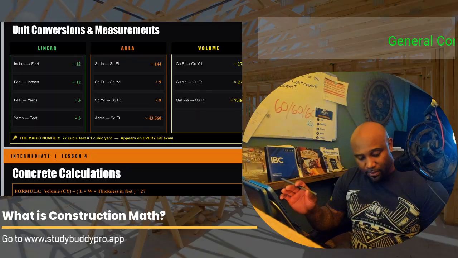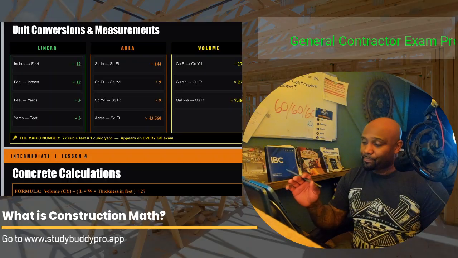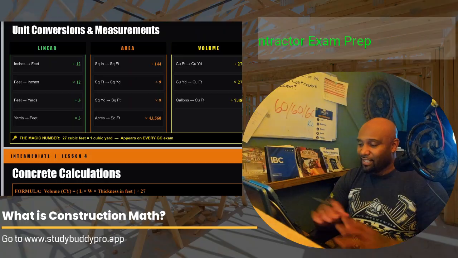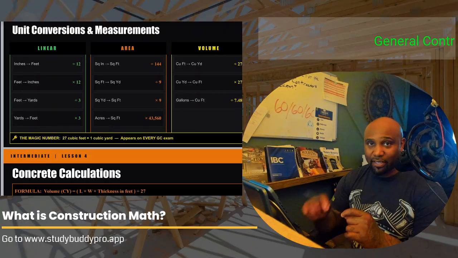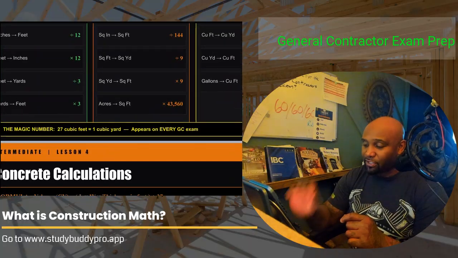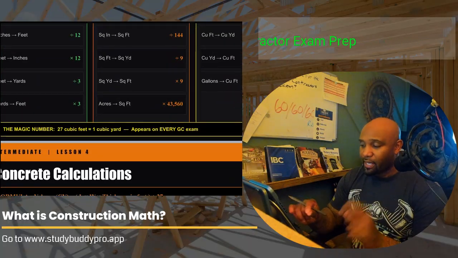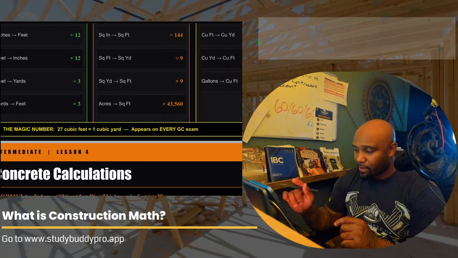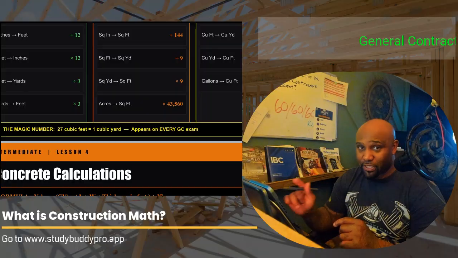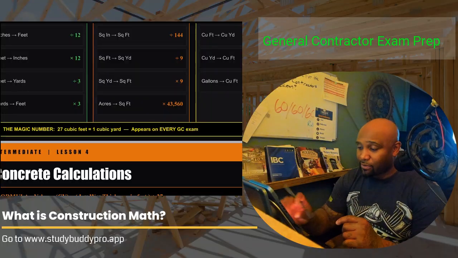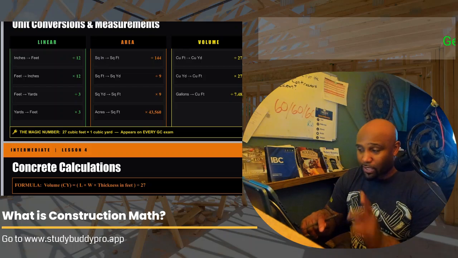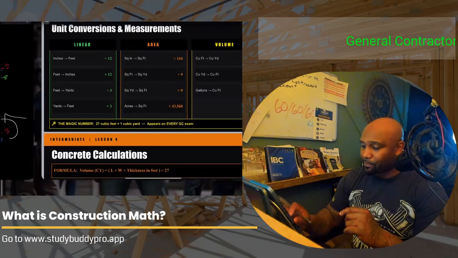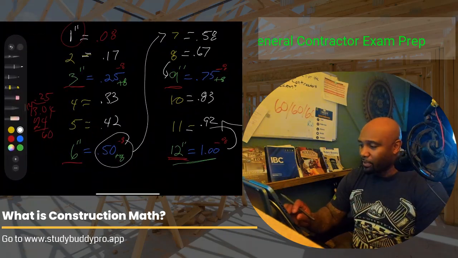Okay. So here we are. Let's look at how we apply this. And I want you to think about this. The magic number is 27 cubic feet equals 1 cubic yard. And it appears on every single GC exam. All right. So 27 cubic feet equal 1 cubic yard. Let's break that down because we're going to start getting into some formulas.